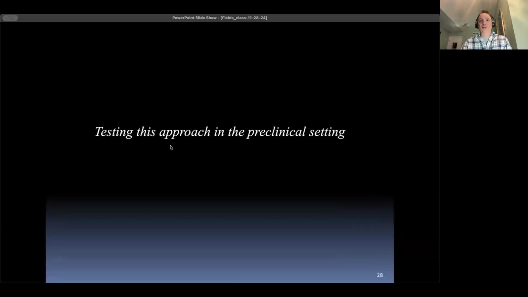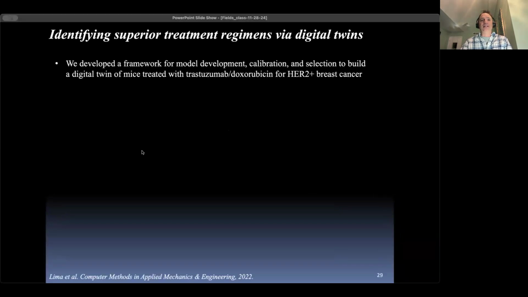Okay. All right. So we're trying to move towards testing this in the preclinical setting. So this is in the murine mouse setting, in HER2 positive breast cancer. These are breast cancers that are overexpressing the human epidermal growth factor receptor type 2. And these mice, as the patients, get a targeted therapy called trastuzumab. It's also called Herceptin, so it's targeted to the HER2 receptor, and then a broad spectrum chemotherapy, doxorubicin.